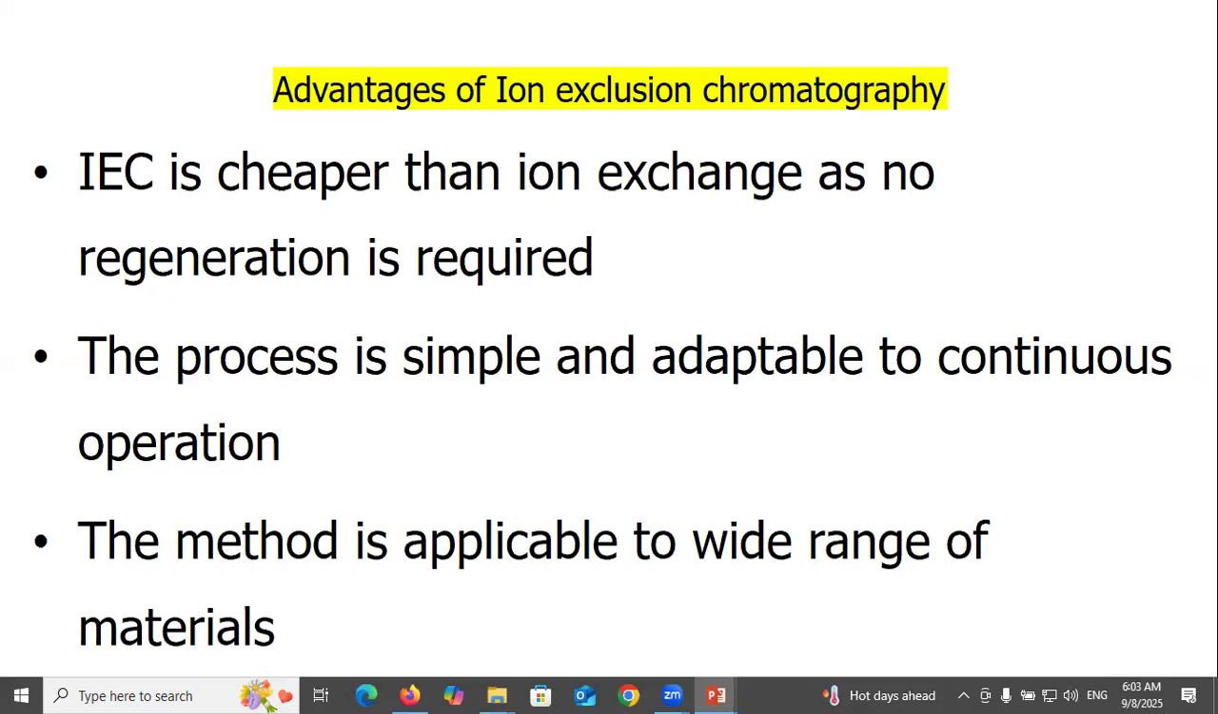Advantage of ion exclusion chromatography. Ion exclusion chromatography is cheaper than ion exchange as no regeneration is required. The process is simple and adaptable to continuous operation. The method is applicable to a wide range of materials.